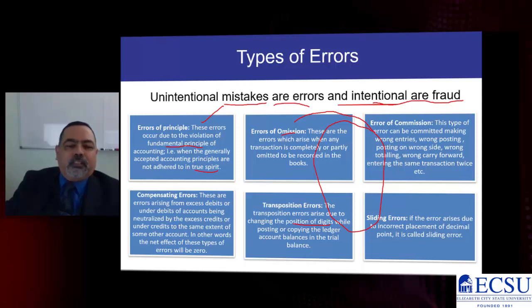Some of the errors could be compensating errors. If an error made on the debit side is compensated or neutralized by another error made on the credit side, that is considered a compensating error. Usually, errors of principle are compensating errors, because if you debited an expense instead of an asset, all assets and all expenses have a debit balance. Whether you debit it as an expense or an asset, it will have a debit balance, so the trial balance will agree. You have made an error, but the effect has been neutralized to zero.